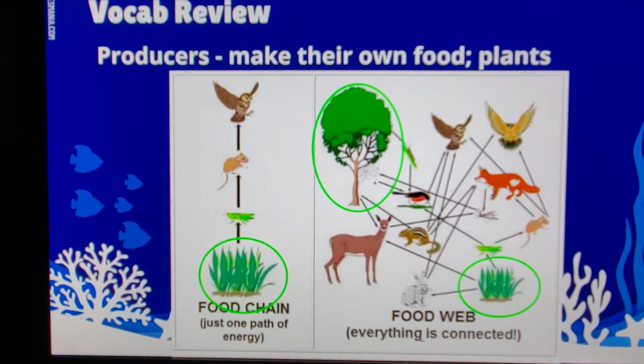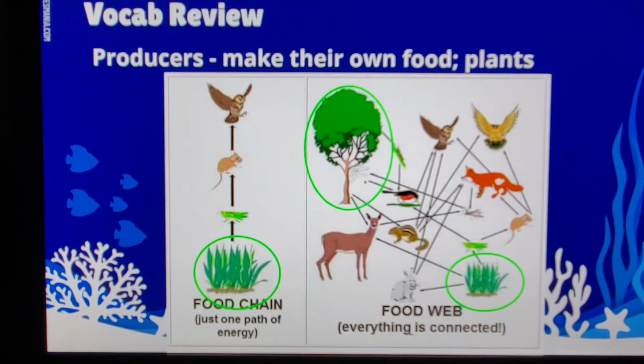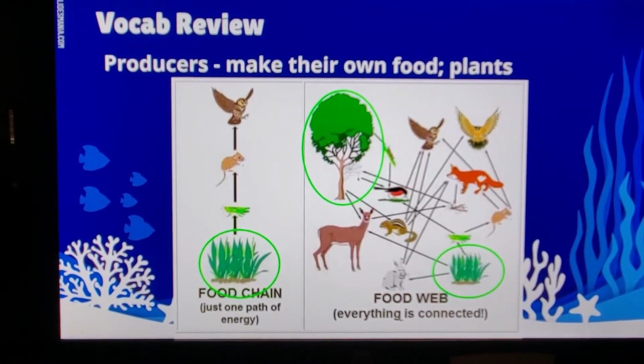I hope you picked all of these, okay? These are the plants that exist in this graphic we're looking at, okay? If it's a plant, it's a producer.